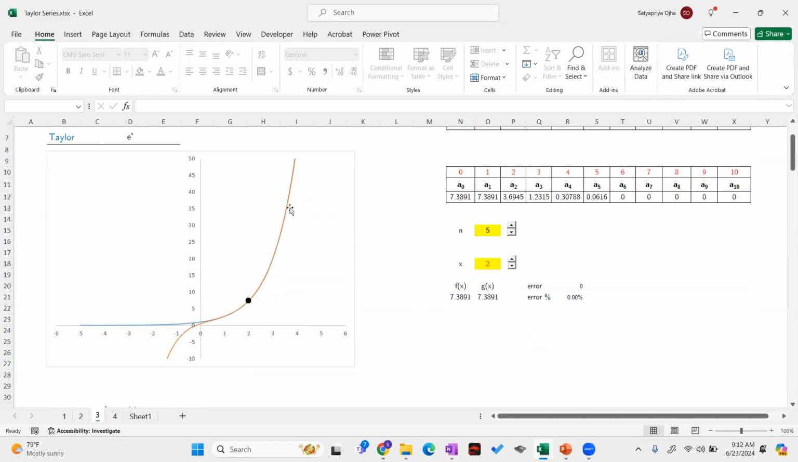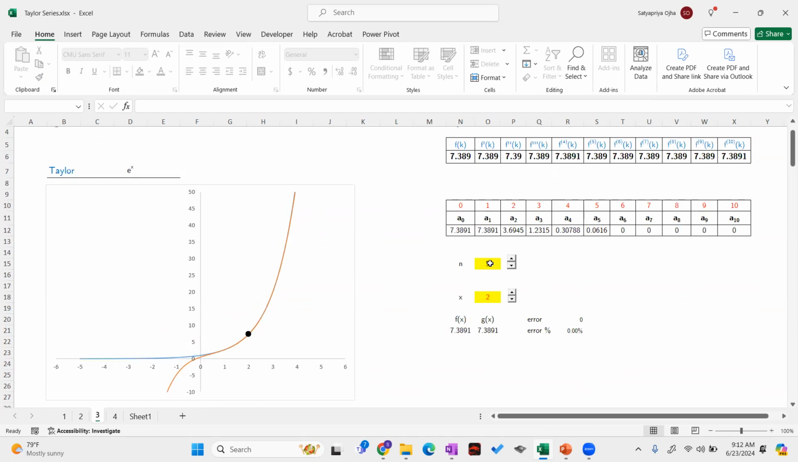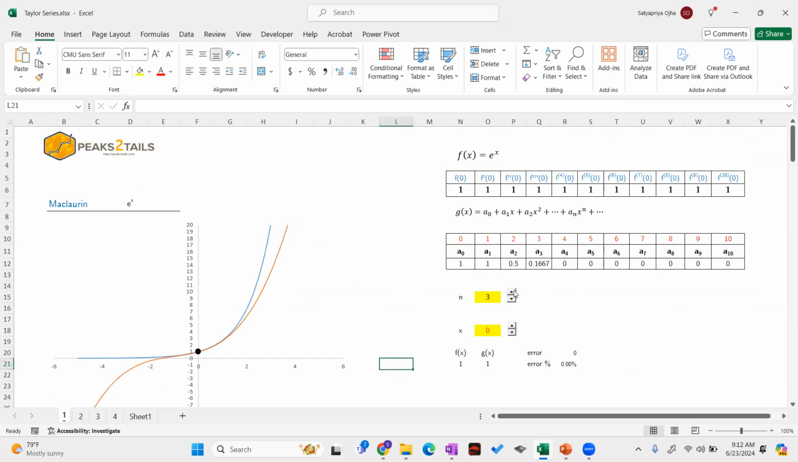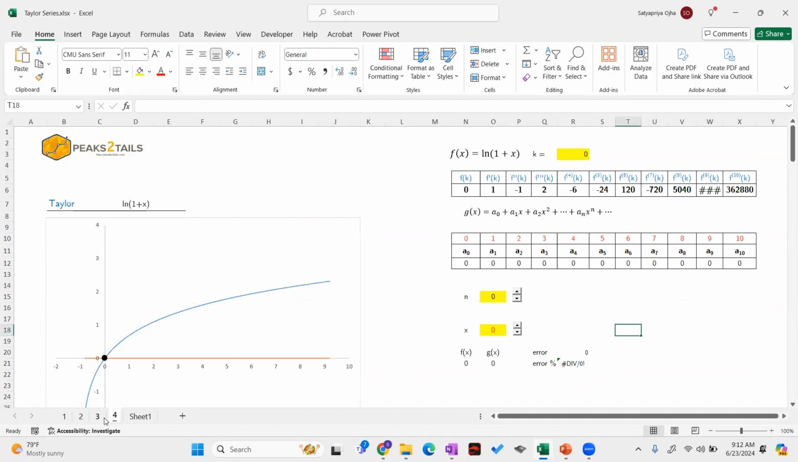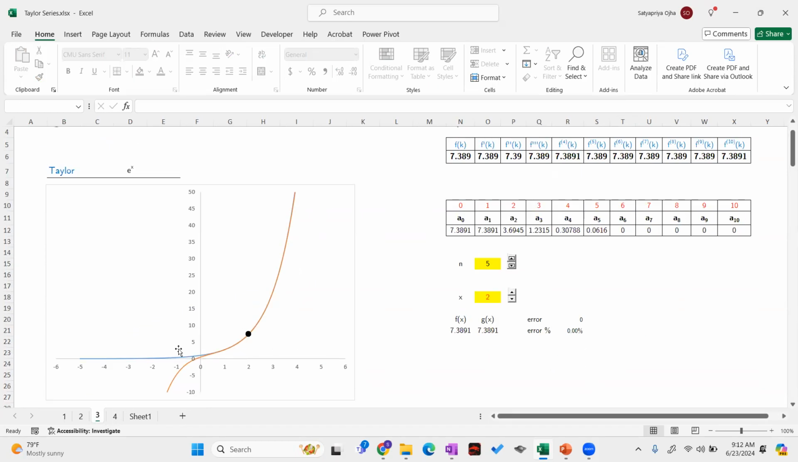Okay. Now after 5 terms, this function is very different from this function. This function and this function are not the same. Oops, sorry, it is shifted. Okay. So is it clear? Both Taylor series and Maclaurin series, visually what they are trying to do. All right, cool.